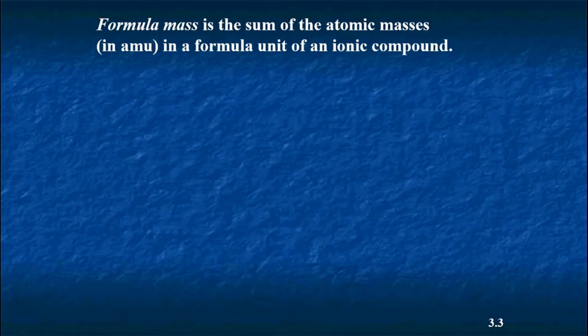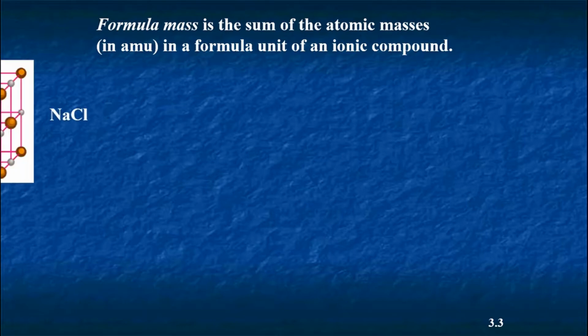In ionic compounds, because the actual number of atoms depends on the size of the sample, we'll essentially simplify the formula to the simplest unit, the formula unit, and we'll calculate what we call the formula mass or the formula weight. It's the sum of the atomic masses in one formula unit of the ionic compound.